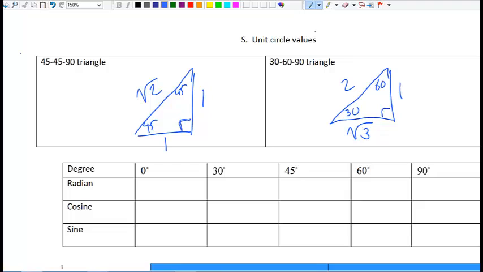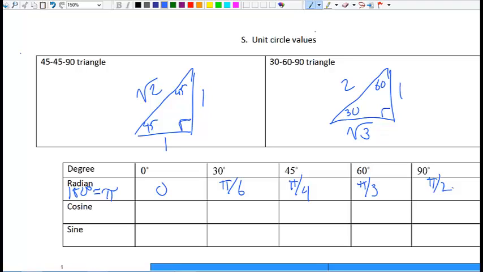Of course, it would help if we remind ourselves of what a radian is. Radian is just another way to describe an angle. And the formula for radian is that 180 degrees equals pi radians. Okay, so 0 degrees would translate into 0 radians. 30 would be pi over 6. 45 would be pi over 4. 60 is pi thirds. And 90 would be pi halves.